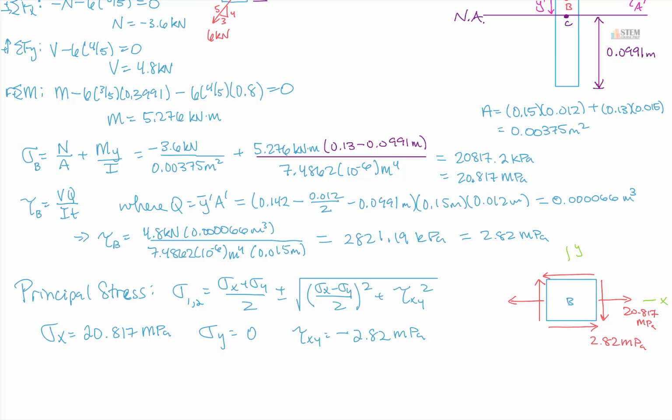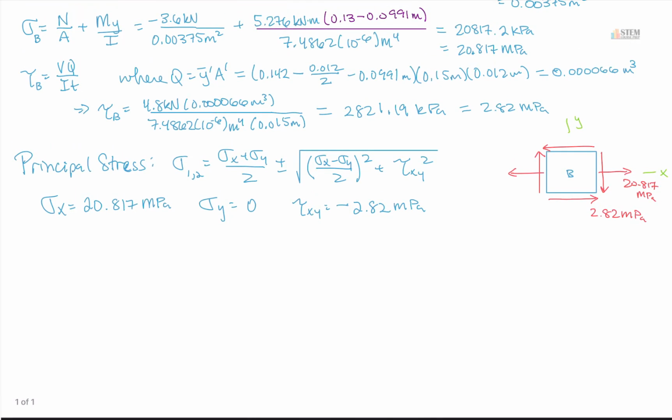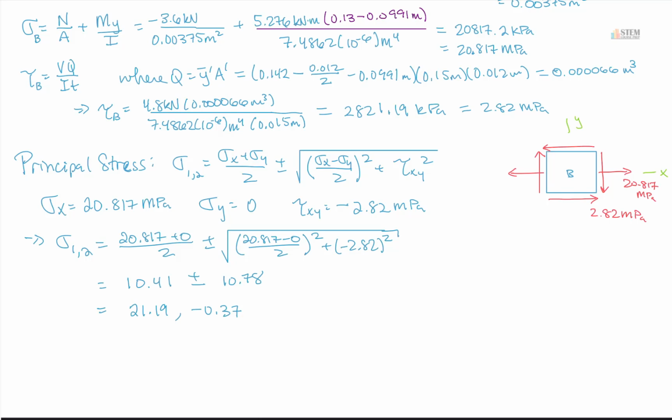And now we just have to plug them into this equation for principal stress. So sigma 1 and 2, let's put those in here. We're going to have 20.817. Sigma y is 0, so that doesn't do anything. Put that over 2 plus or minus the square root of 20.817 minus 0 over 2, squared, plus the negative 2.82 squared. Then we go through and calculate both of those values. I went through and calculated those. For the first term here we get 10.41, and for the square root term we get 10.78. I need to add these two, and then subtract, and that gives me these two values. Sigma 1 is always going to be the bigger value, so that's going to be 21.19.